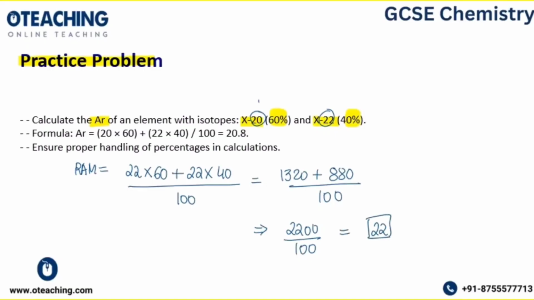So this is the, okay, so here the mass is 20. I have taken 22. This would be 20. And 20 into 60 would be 1200. 1200 plus 880 would be 2080. And 2080 divided by 100 would be 20.8. So this is the relative atomic mass of that particular element. It ensures proper handling of percentages in calculations.